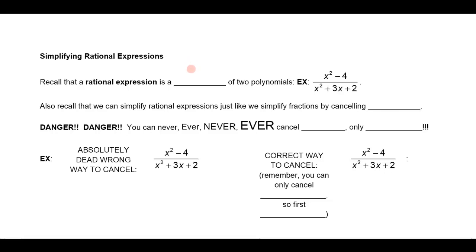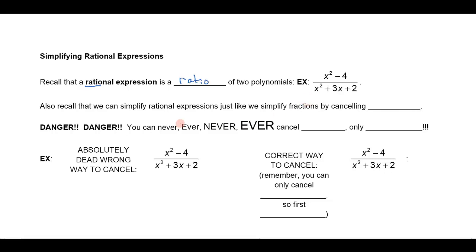Hi everybody. In this lesson we want to talk about simplifying some rational expressions. You remember that a rational expression is a ratio. Whenever in algebra and mathematics you hear rational, you should always think ratio. Ratio is like a fraction, right? A ratio of two polynomials. So this is an example of a rational expression. A polynomial in the numerator, another polynomial in the denominator.